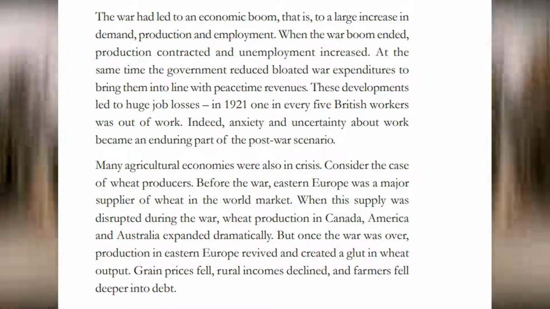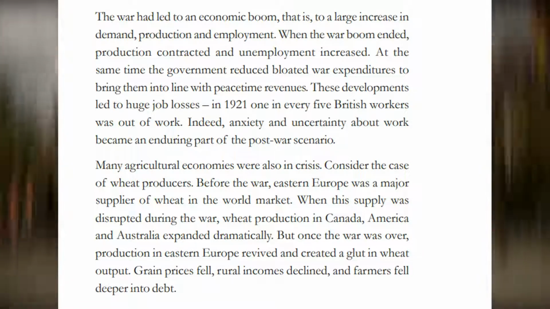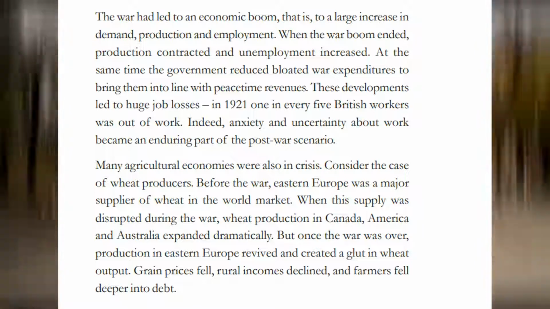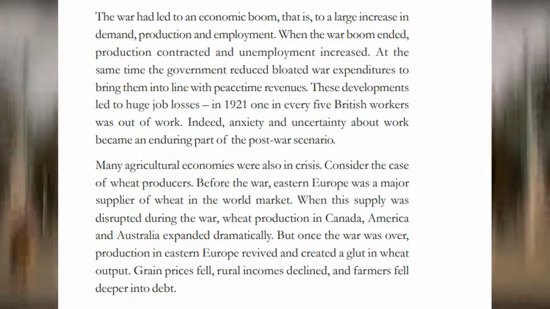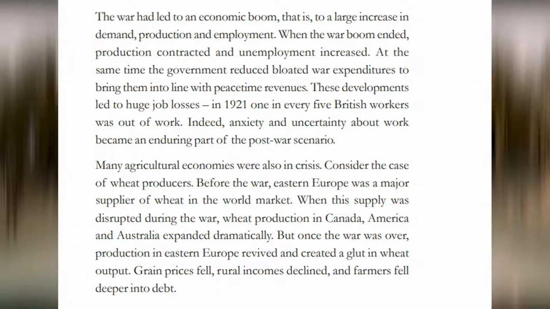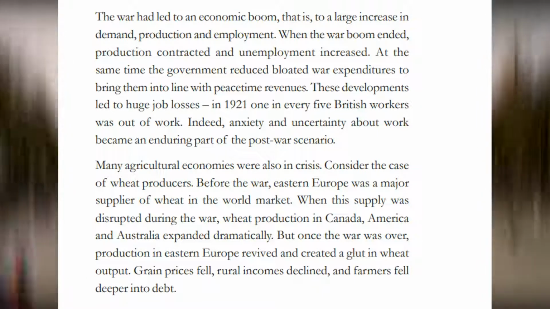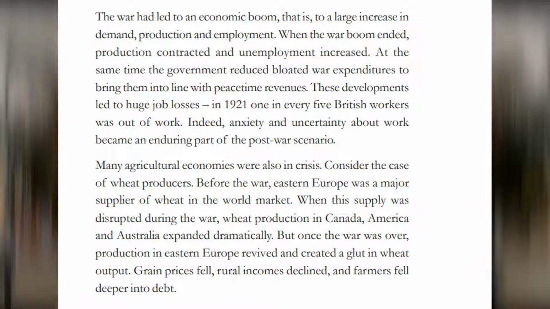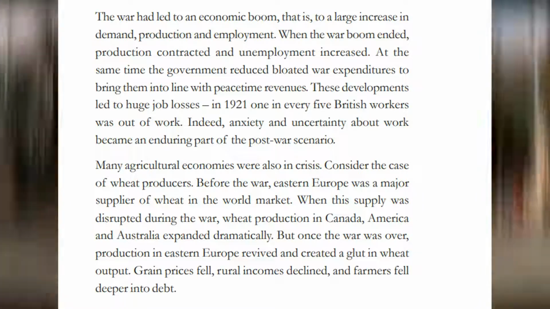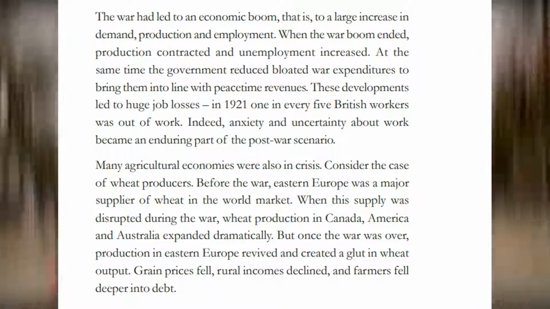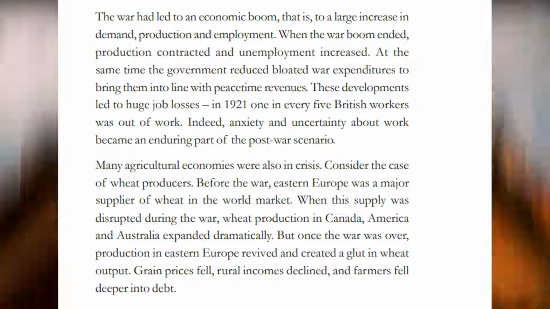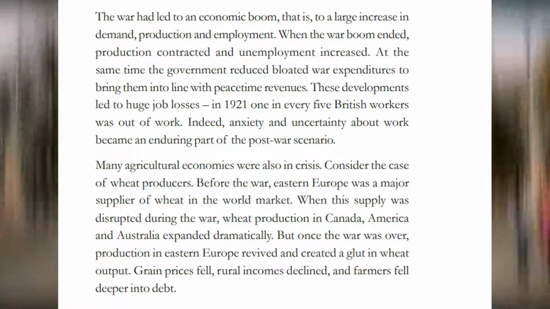Many agricultural economies were also in crisis. Consider the case of wheat producers. Before the war, Eastern Europe was a major supplier of wheat in the world market. When this supply was disrupted during the war, wheat production in Canada, America and Australia expanded dramatically. But once the war was over, production in Eastern Europe revived and created a glut in wheat output. Grain prices fell, rural incomes declined, and farmers fell deeper into debt.